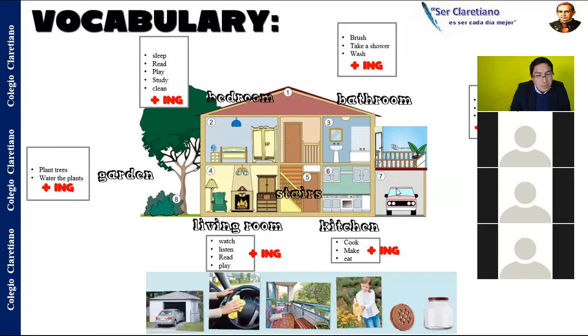Valerie, what place is this? No? Ivanov, please, Ivanov. Maybe she has problems with the microphone. Ivanov, help me. What place is seven? Garage. Yeah. But in English it is garage. Garage, okay.